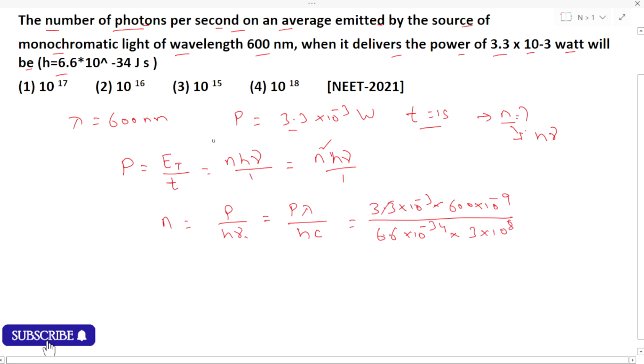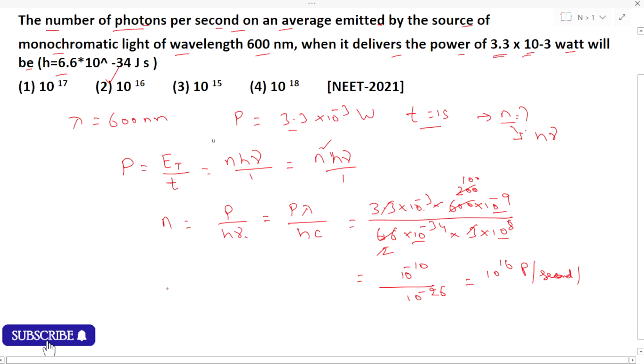Now this will get cancelled 2 times, this 200 times, and this 100 times. So 100 × 10^-3 will be 10^-1, and 10^-1 × 10^-9 will be 10^-10, divided by 10^-34 × 10^8, that is 10^-26. That equals 10^16 photons per second. So per second, 10^16 photons are emitted from the source of power 3.3 × 10^-3 watt.